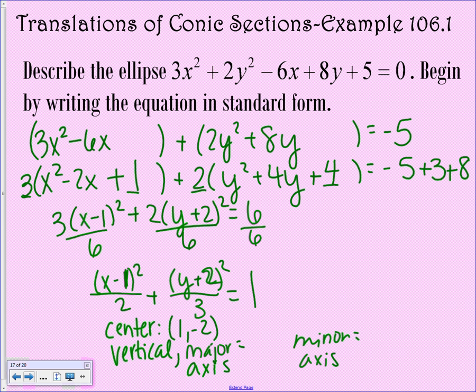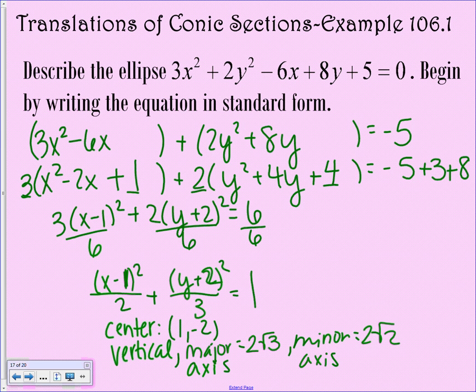Are the only things that we have left. So the major axis is found by this 3, and so the square root of 3 is our a, but the major axis is 2 times that. So the major axis is 2 times the square root of 3, and then the minor axis is found from this 2 over here. So 2 times the square root of 2 would be your minor axis. And so that would be the information you would need to describe that ellipse.